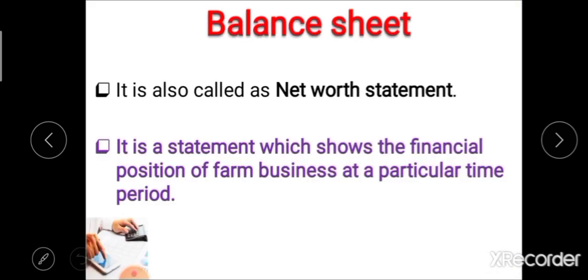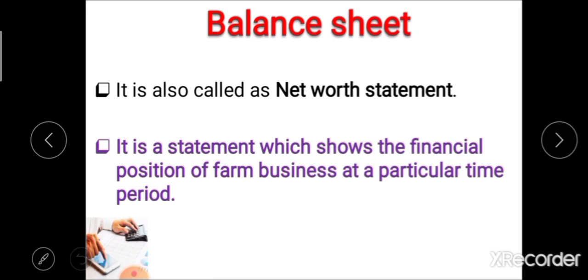First of all, the meaning of balance sheet. The balance sheet is also called the net worth statement. That means another name of balance sheet is net worth statement. For objective type questions, it may be asked. Then the definition of balance sheet.